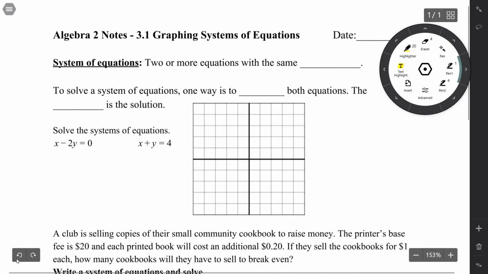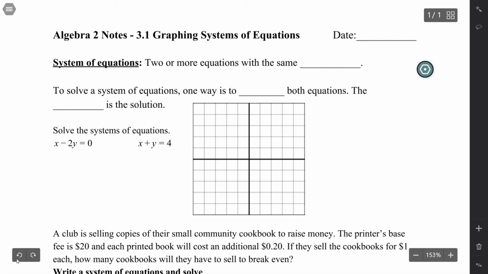First thing here, system of equations: two or more equations with the same variables. That's pretty much it. To solve a system of equations, one way is to graph both equations. The intersection is the solution. All right, so let's try that now.